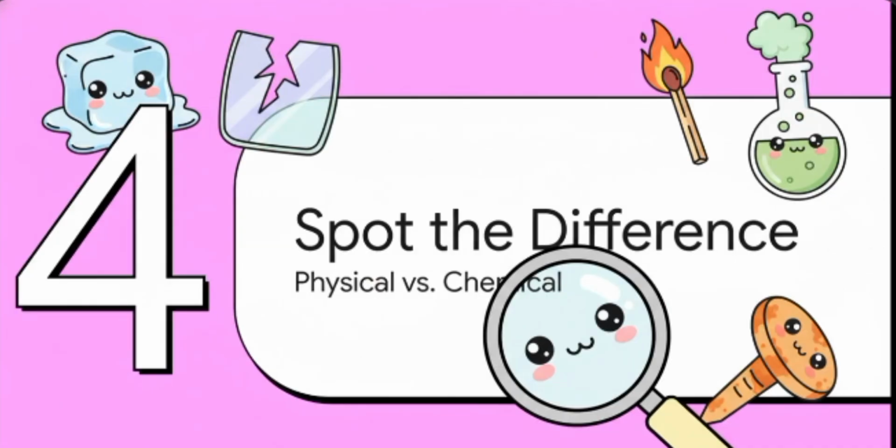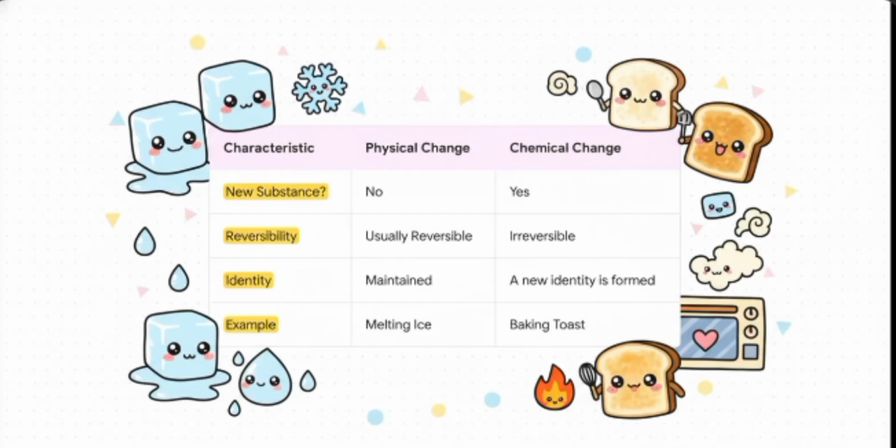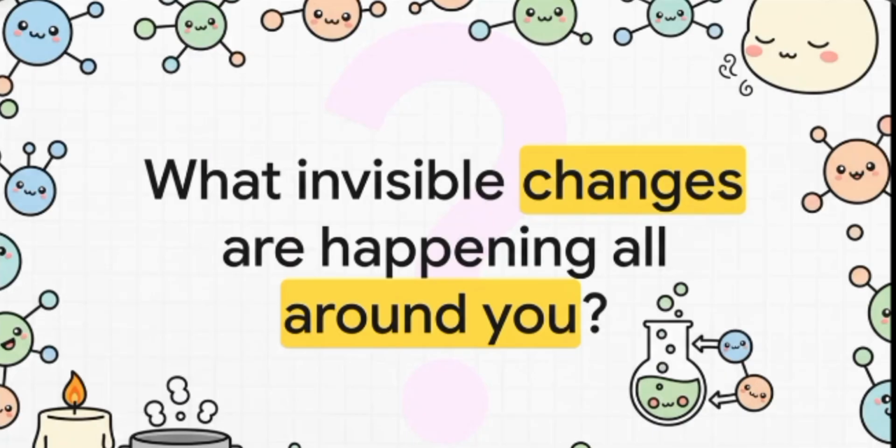All right, we've explored the definitions, we've looked at examples, we've even tackled the tricky exceptions. So for our final section, let's just put it all together. Here is your definitive guide for spotting the difference every single time. This chart right here is your ultimate cheat sheet. But I want you to focus on that very first row. It's the most important question to ask, always. Was a new substance created? If the answer is no, you are looking at a physical change, where the identity of the stuff is maintained. If the answer is yes, then it's a chemical change, and a whole new identity is formed. Everything else, like whether it's reversible or not, really just follows from that one key difference.